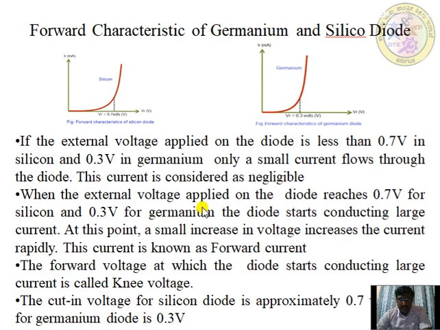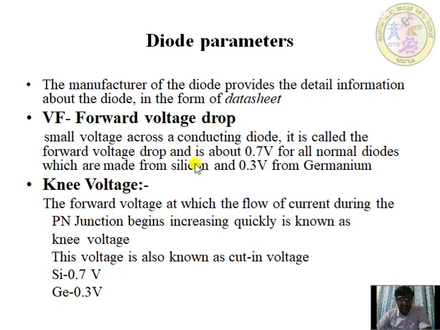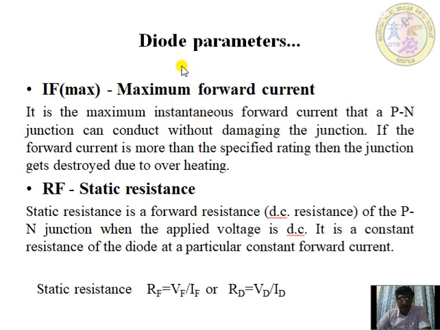Okay, so this is the point. The sudden start is known as the knee point, and for silicon it is the same 0.7, and for germanium it is 0.3 volts. Okay, next.